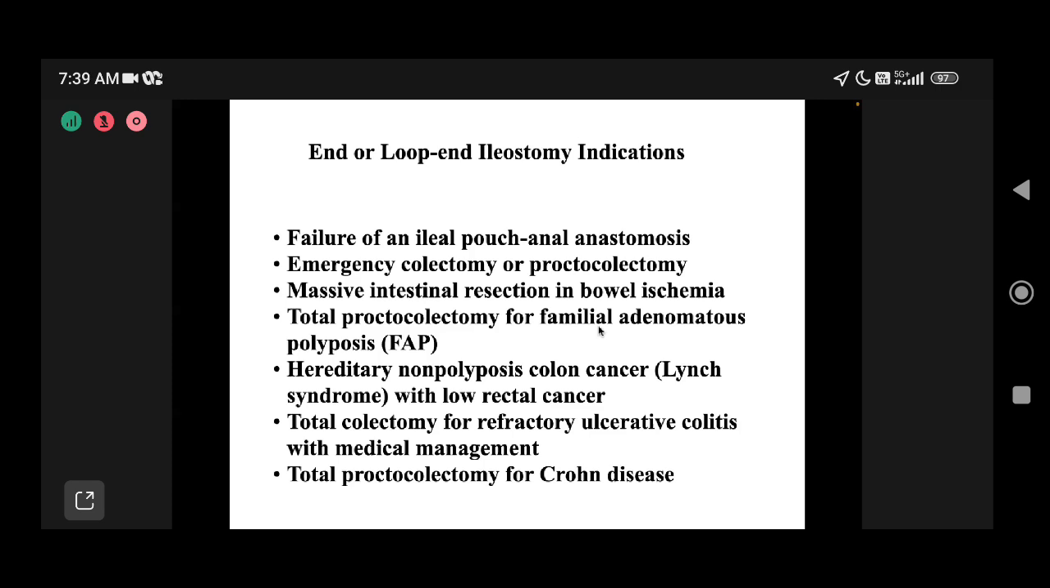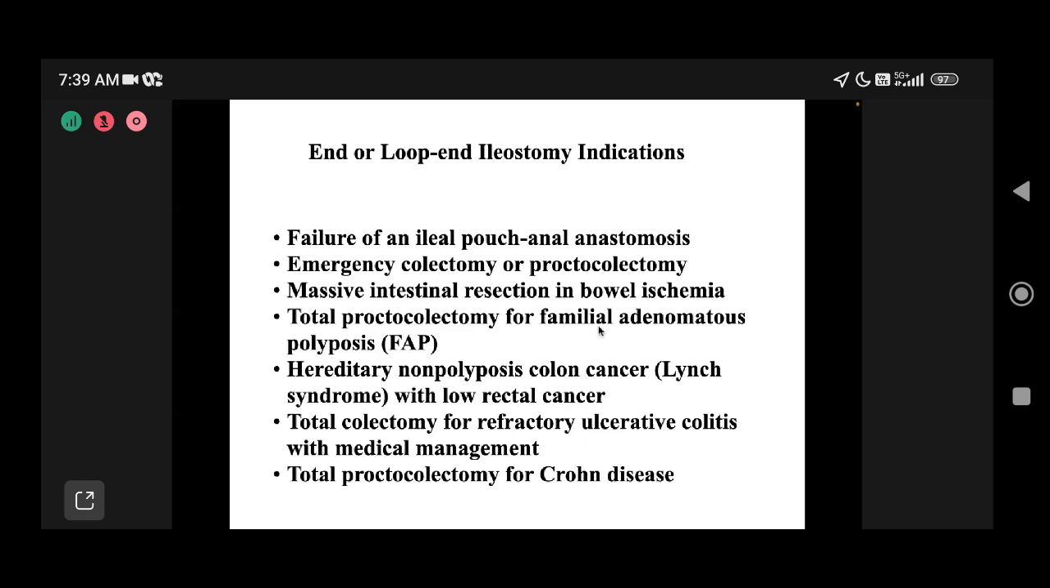there are some specific ones where you need to look at end ileostomy, which is always the permanent one. Failure of ileal pouch anastomosis, because once the ileal pouch leaks, it's very difficult to salvage these anastomoses. Then you need to do the permanent diversion, emergency colectomy and proctocolectomy. Any emergency situation that arises, we should know that a good end ileostomy will be life saving. Then massive bowel ischemia, total proctocolectomy in a case of FAP and HNPCC syndrome, where the disease is there up to the anal verge.